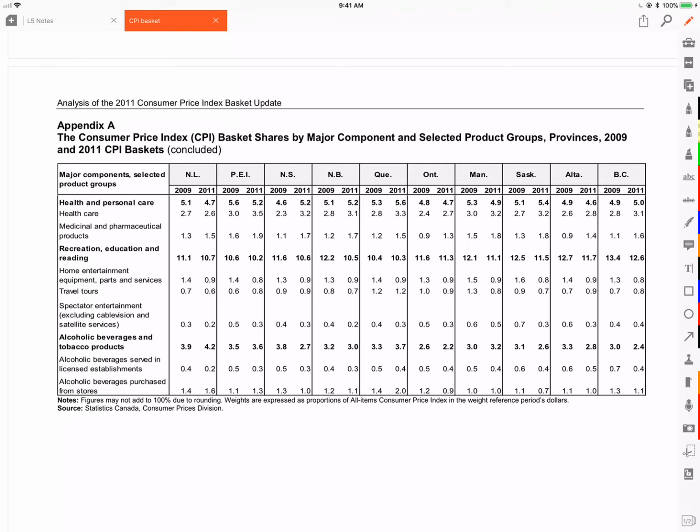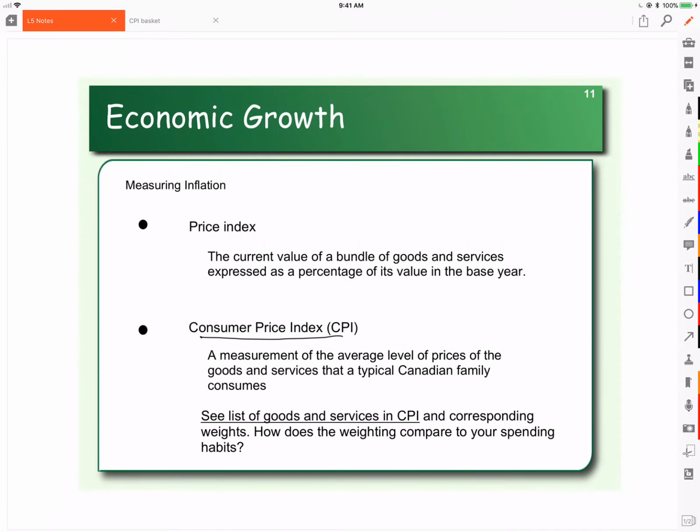When we look at this bundle of goods, we can then look at the prices of each of these and see how they change over time. And that's what the consumer price index is. It takes those bundle of goods and it looks at what happens to those prices. So for your own interest, take a look at those weightings and see how that compares to how much you spent. What percentage of your budget is food compared to the typical Canadian, according to the Consumer Price Index?